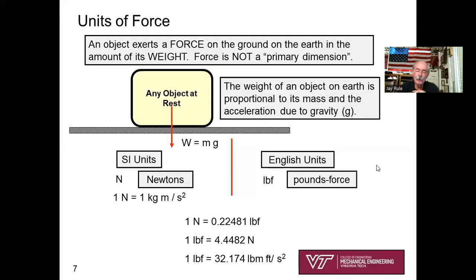So force is not a primary dimension. So please recognize this. For thermodynamics problems, force is not a primary dimension. So let's look at what are the units of force in both SI and English, recognizing that a force is not a primary unit. All right, so a force in SI is a Newton, N, 1 N. And a Newton is 1 kilogram meter per second squared.